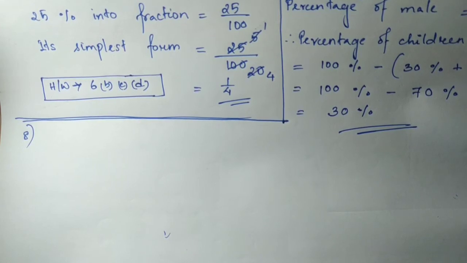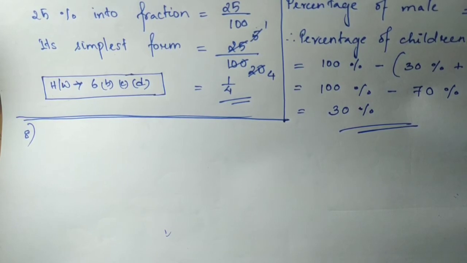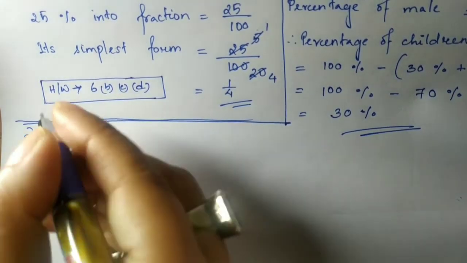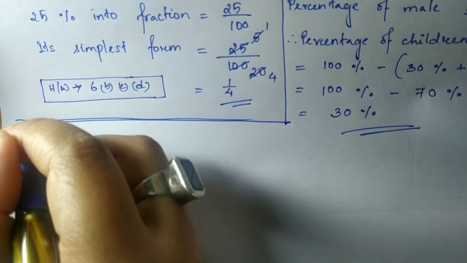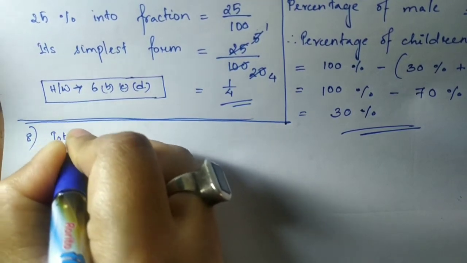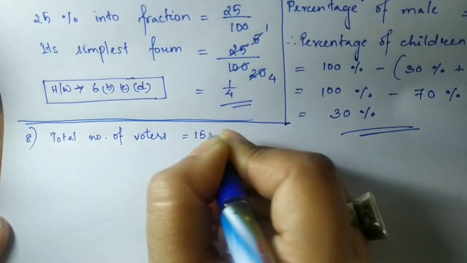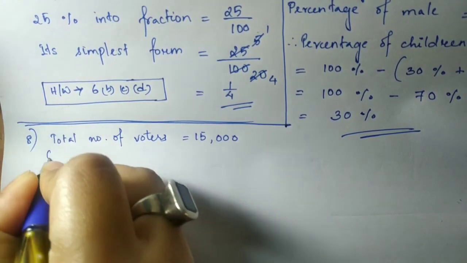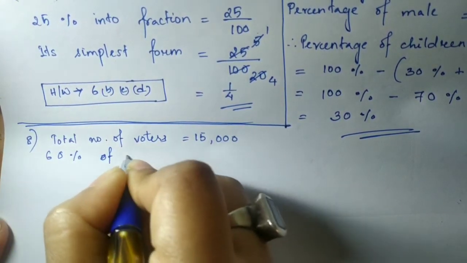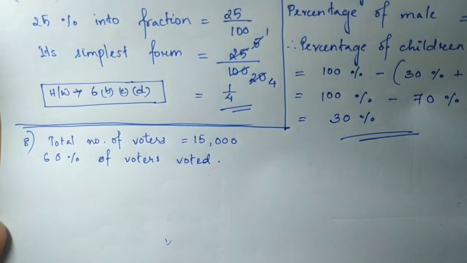Obviously we'll subtract it from the total amount. Total percentage is always 100. Remember that. Can you find out how many actually did not vote? So we have to find the number of people who did not vote. Let's write down what is given. Out of 15,000 voters in the constituency, the total number of voters is given as 15,000. Okay, how many voted? 60% of voters voted. This is given.